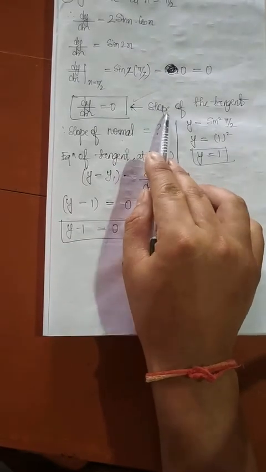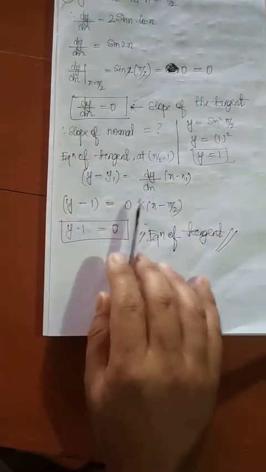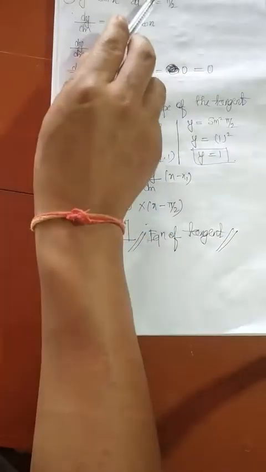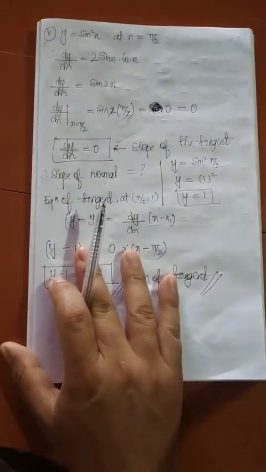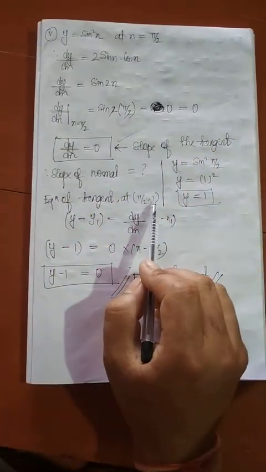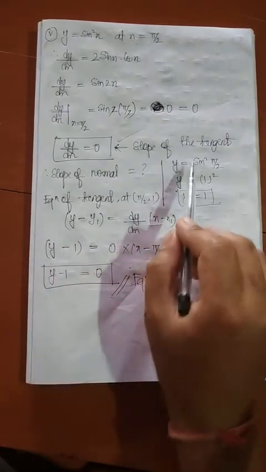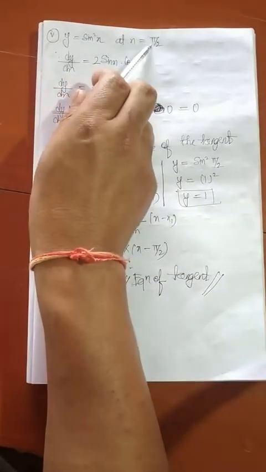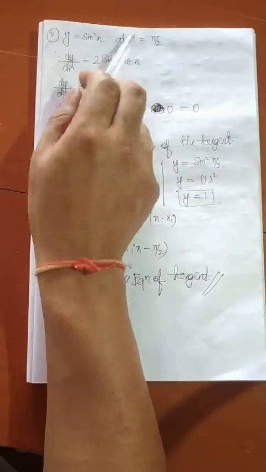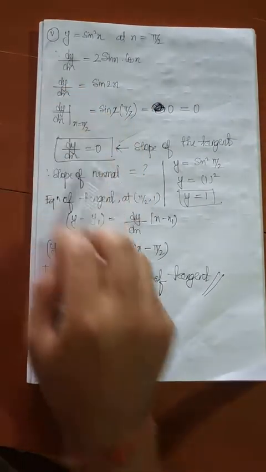So if the slope of tangent is 0, then see, I don't know the point. I only know the value for x is equals to pi by 2. So what will I do is, I'll have to find the value for y also, isn't it? So what will I do then? With the value for x equals to pi by 2, put the value for x equals to pi by 2 out here, which gives you the value for y.